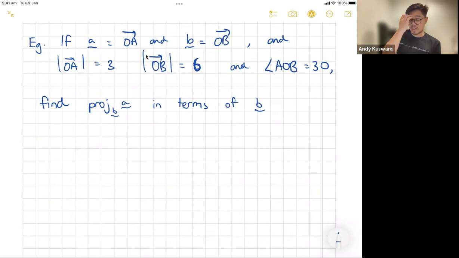We'll give you the angle in between. Whenever you have the angle in between, we're going to use this formula. So the projection of A onto B is going to be given by the length of A times cos theta, and then all that times the unit vector of B. Okay, because we're projecting A onto B. So here, what is the length of OA?